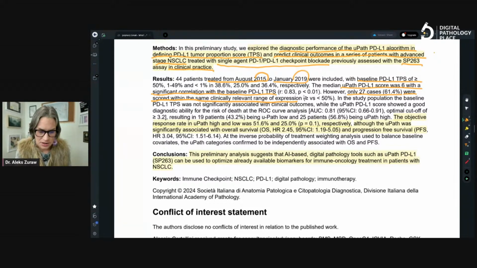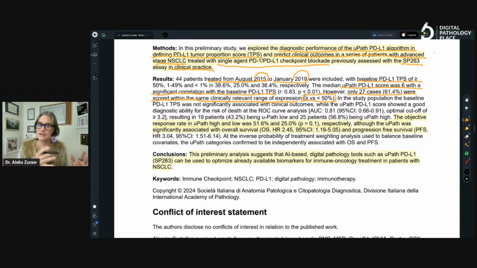Apologies for the glitches. So the clinically relevant range of expression is either less than 50 or more than 50. And if it's very little, then it's easy. If it's a lot, it's easy. There's always this middle where, if you have 100 pathologists, half of the room is going to say, oh, it's less. Half of the room is going to say, oh, it's more. So it is useful to have an automated tool.